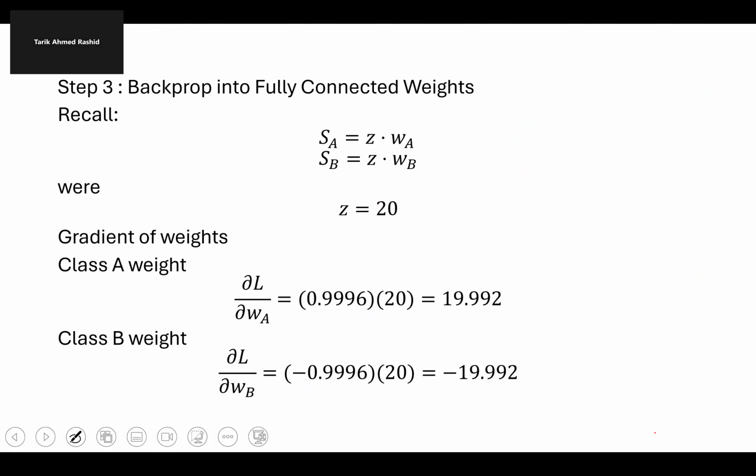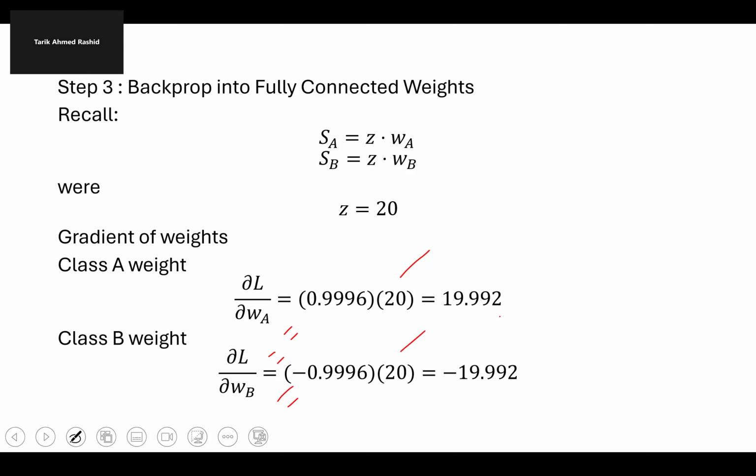Now we multiply partial derivative multiplied by the output, which we have Z. Now we find partial derivative of A. So this is the change of loss with regards to weight A, and this is the change of loss with regards to B. So this is the little change that will be added to the old weight of A and B.